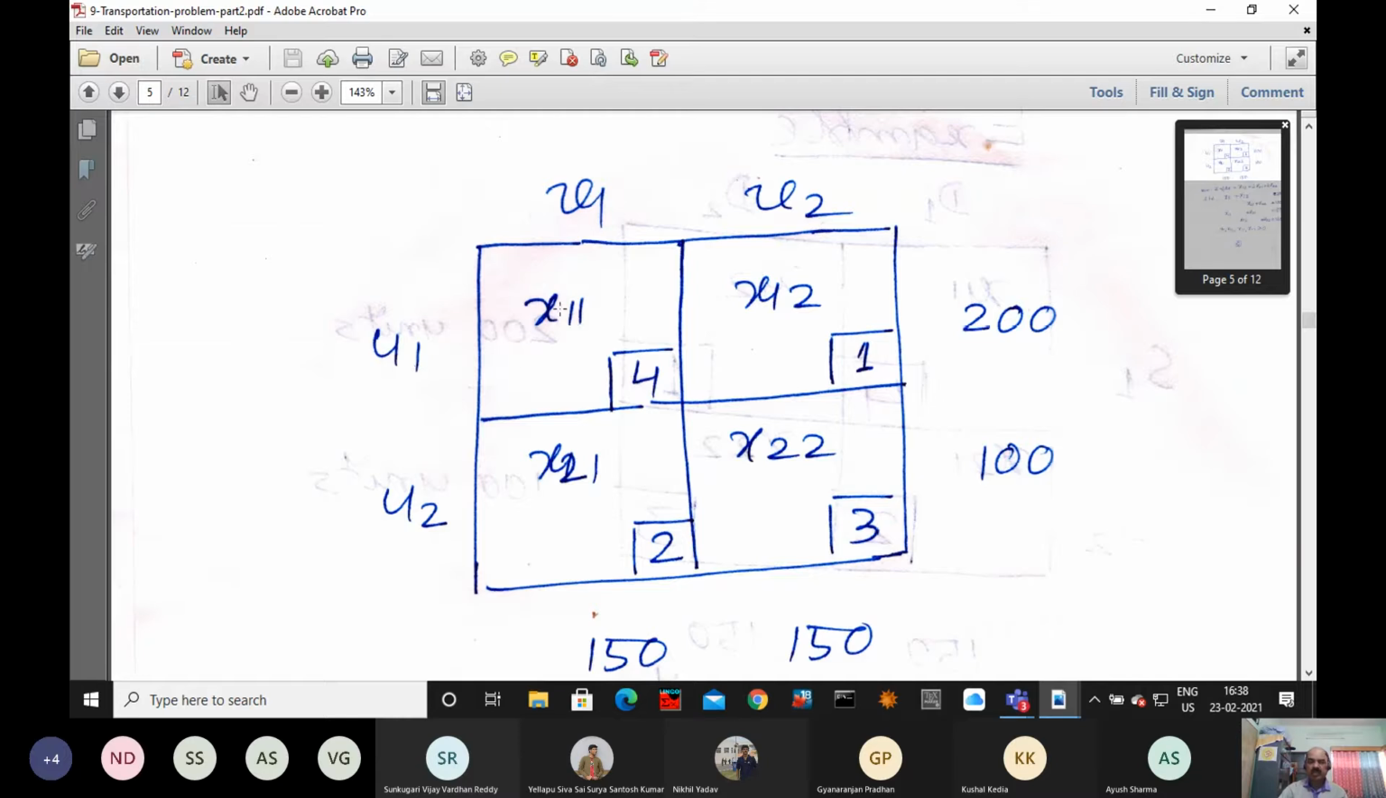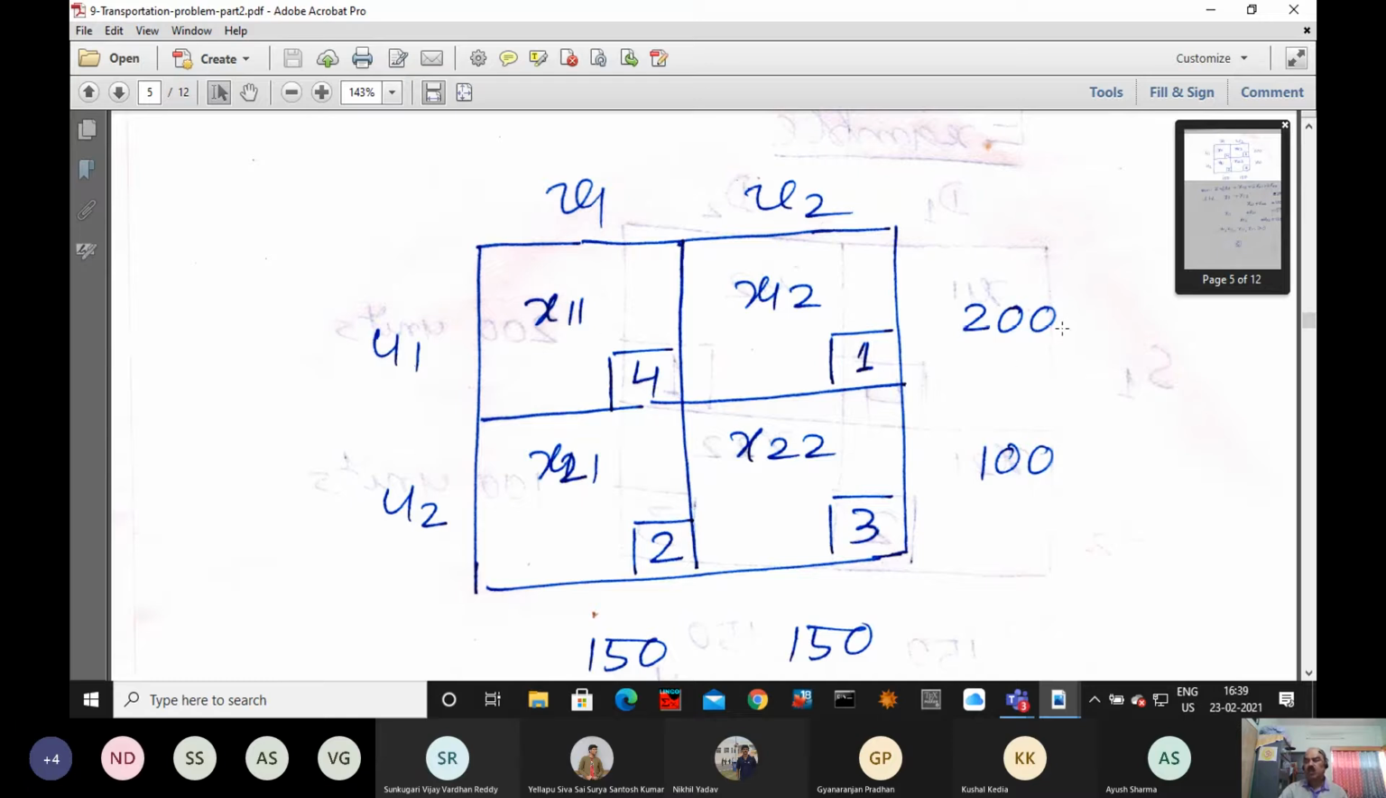See, with respect to the first row it is 200 and with respect to the first column it is 150. So 150 and 200, how much can you allot to this cell? We can allot the minimum of 200 and 150. What is the minimum? The minimum equals 150. So we allot X11 equal to 150. Once you allot 150, the first column is fulfilled, so we can cross out the first column.